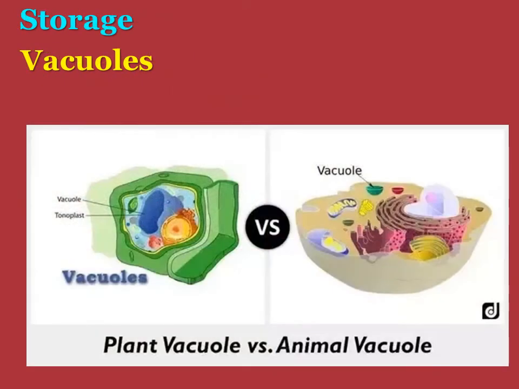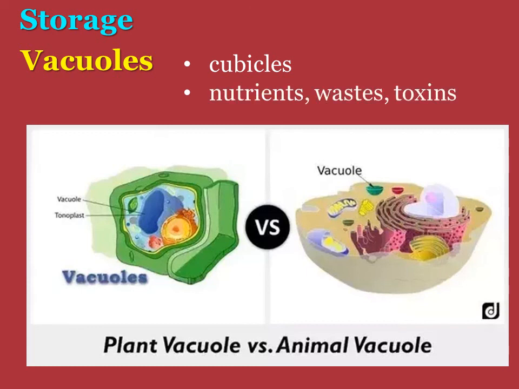The last organelle is a vacuole. Eukaryotic cells contain vacuoles or cubicles that act as storage for nutrients, waste, and poisons. Interestingly, animal cells usually do not contain vacuoles. If animal cells do have vacuoles, they are much smaller than those in plant cells. It is enclosed by a membrane called tonoplast. In plant cells, a central vacuole takes up 90% of the cell volume, mainly for storage of water.